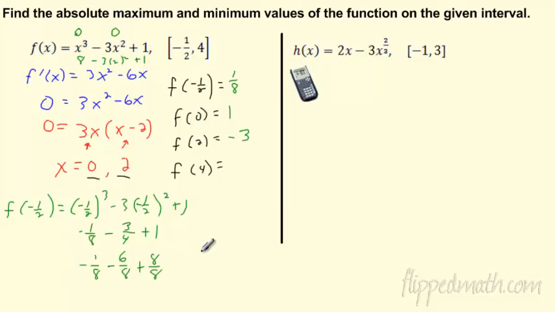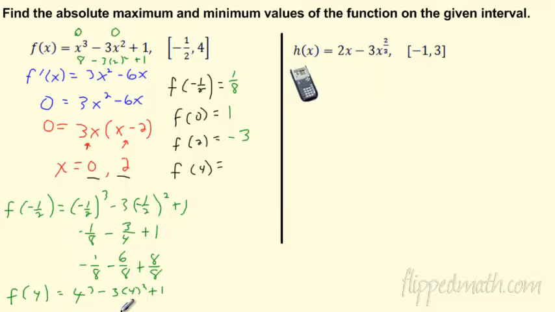And then let's do the last one, 4. Maybe I'll jot down here. We got a little bit of room on this page. So if you're finding the f of 4, you're going to say it's 4 cubed minus 3 times 4 squared plus that 1. So big plug and chug right here.